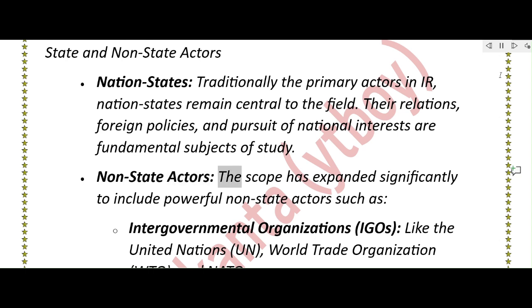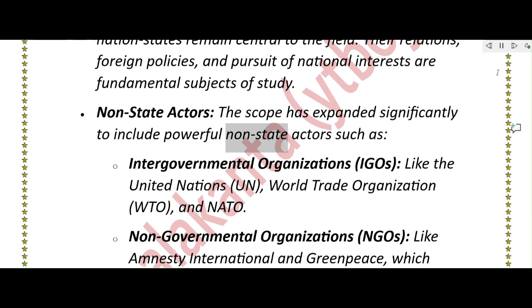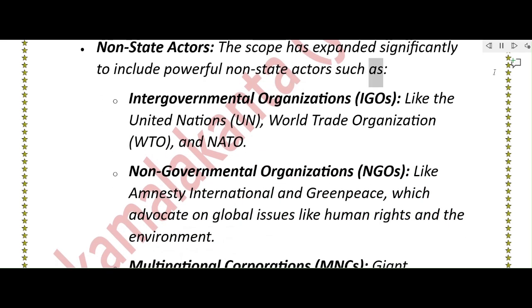Non-state actors. The scope has expanded significantly to include powerful non-state actors such as intergovernmental organizations, IGOs, like the United Nations, UN, World Trade Organization, WTO, and NATO. Non-governmental organizations, NGOs, like Amnesty International and Greenpeace, which advocate on global issues like human rights and the environment.